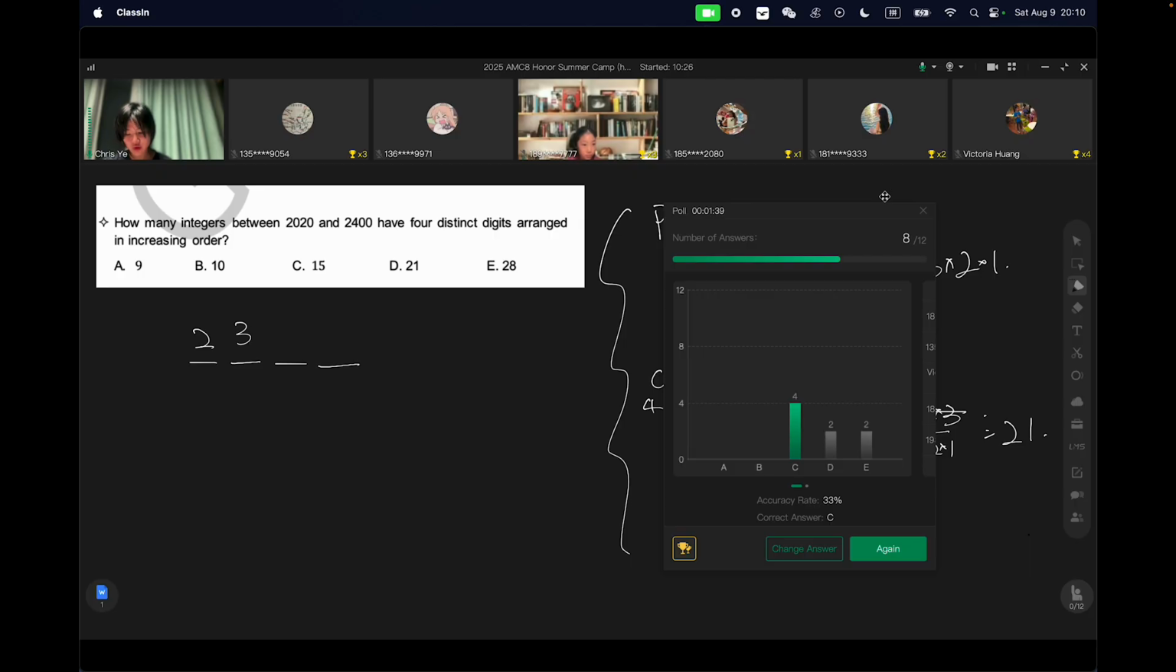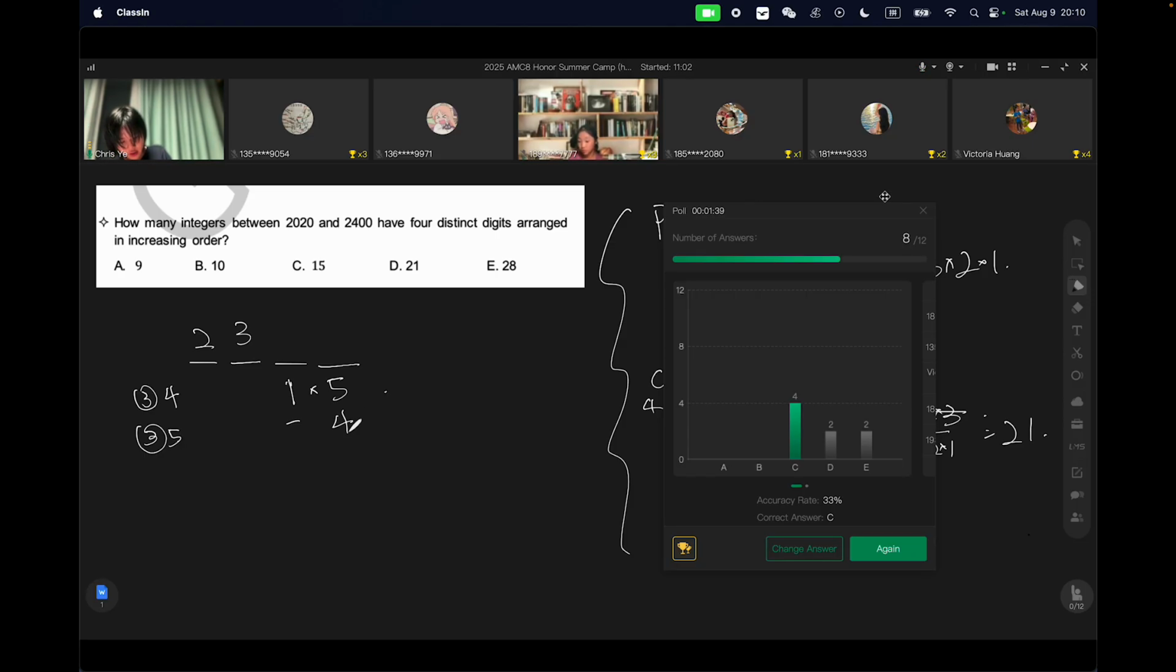If the third digit is 4, then there are going to be 5 choices for the last digit, which is 5, 6, 7, 8, 9. So then we have 5 choices. Let me change it. If the third digit is 4, then there's going to be 1 choice for this digit and 5 choices for this one. And similarly, if the third digit is 5, then there are going to be 4 choices for the last digit, which is 6, 7, 8, 9.